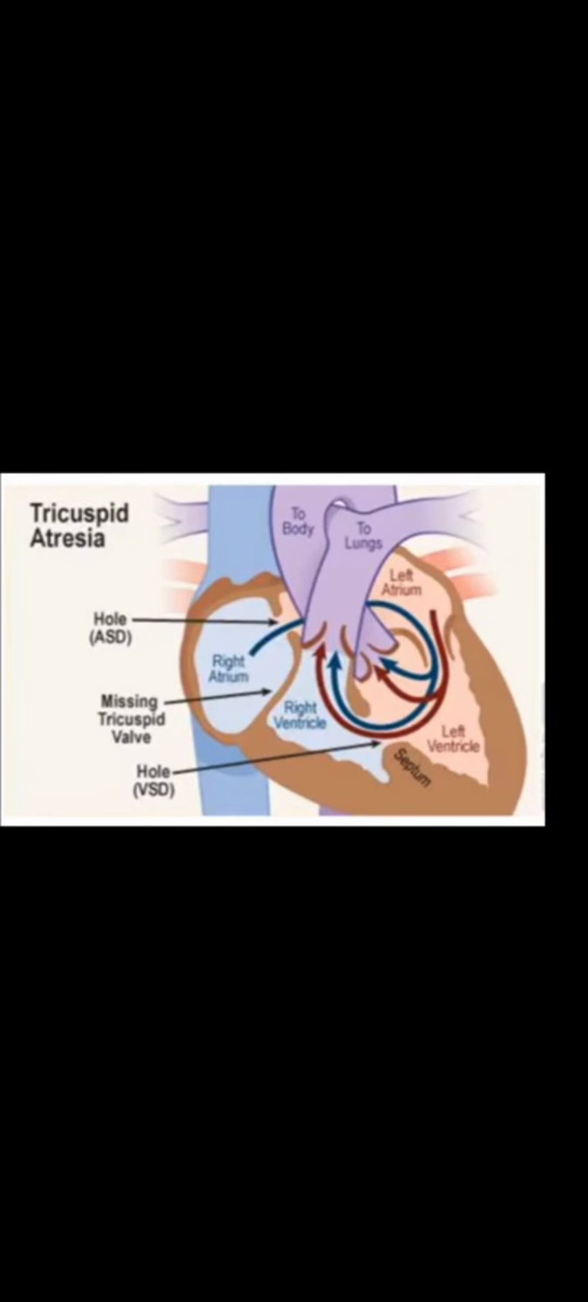Tricuspid atresia. In tricuspid atresia, the tricuspid valve orifice fails to develop. As a result, the right ventricle is hypoplastic. Often associated with atrial septal defect, resulting in right to left shunt, and presents with early cyanosis.